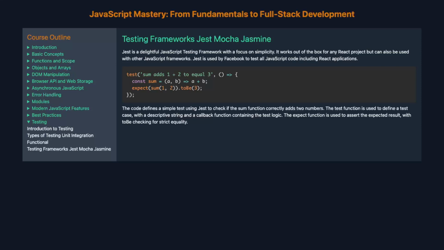The code defines a simple test using Jest to check if the sum function correctly adds two numbers. The test function is used to define a test case, with a descriptive string and a callback function containing the test logic. The expect function is used to assert the expected result, with toBe checking for strict equality.